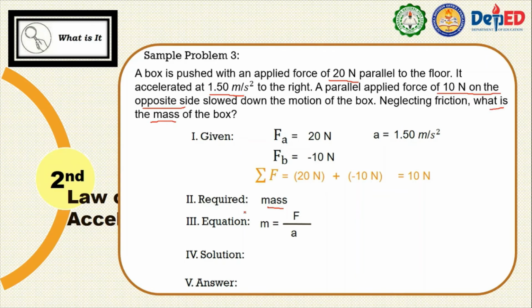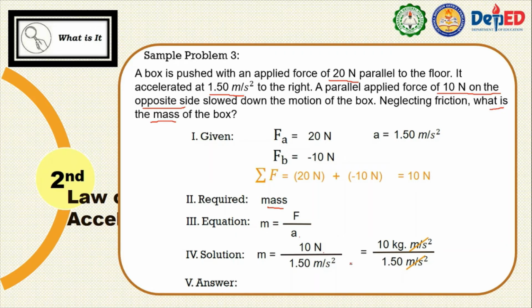Then, step 4, i-substitute natin ang given. Ilan ang value ng force? That is 10 Newton. Okay? And ang value ng acceleration is 1.5 meter per second squared. Para ma-cancel out ang unit, i-expand natin yung unit ng Newton. That is kilogram meter per second squared. So, cancel out ang meter per second squared, ang maiiwan na lang is kilograms.